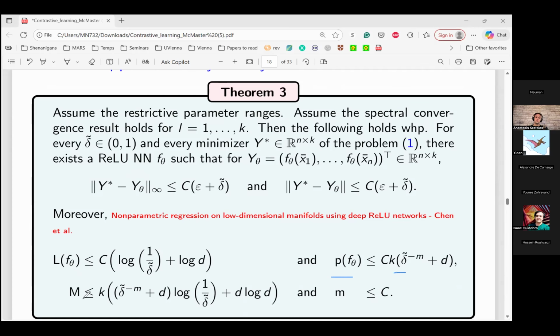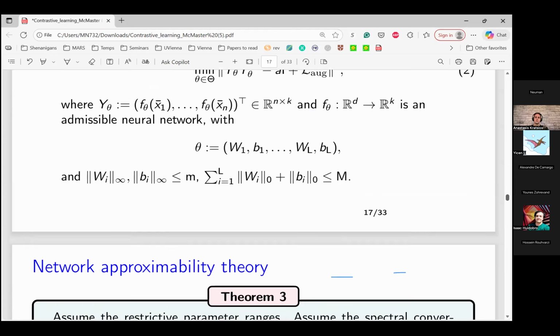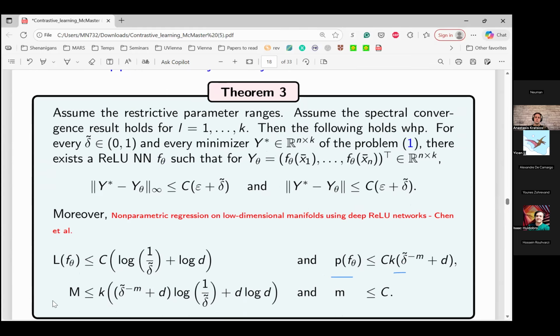Here M is the nuclear norm, and little m is the L infinity norm. The nuclear norm is telling you how sparse it is. So basically the network size is quantifiable in terms of tilde delta and in terms of m, the dimension of the manifold as well. But you could also see that the dependence on the ambient dimension is not really terrifying. Okay. Yeah.